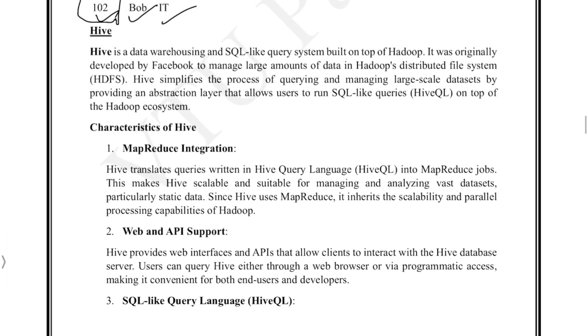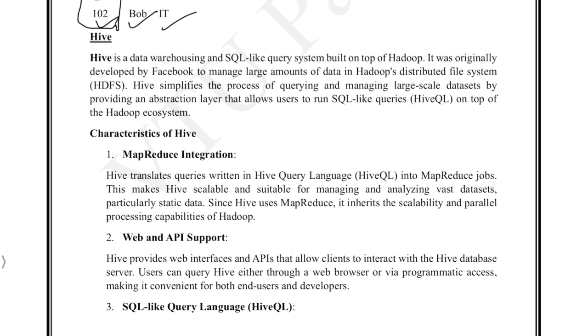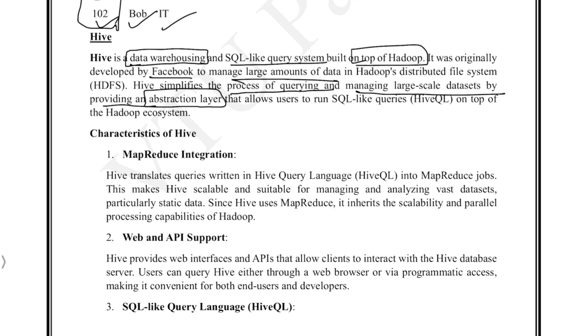Next, let's see what is Hive. Hive is again data warehousing, much more important. Remember the keywords: data warehousing, a SQL-like query system built on top of Hadoop only. This was developed by Facebook and manages huge amounts of data, mainly working on the HDFS file system. It is mainly used for querying and managing large-scale data sets by providing an abstraction layer, which helps you run SQL queries on top of the Hadoop ecosystem.